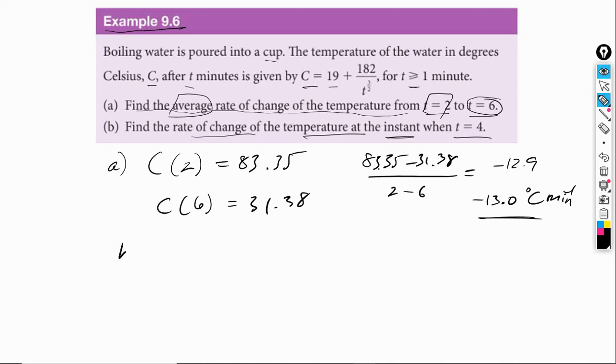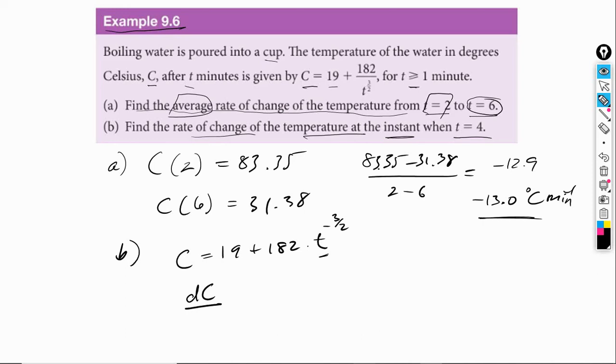So for part B, they're asking us to find the rate of change at the instant. So they want an instantaneous rate of change. Now remember that when we're talking about instantaneous rates of change, it means that we want to find the derivative. So let's rewrite the formula. The formula is the same as C equals 19 plus 182 times T to the negative 3 halves. I write it this way so I can apply the power rule. So then let's differentiate, but this time not for x, but for t, right?